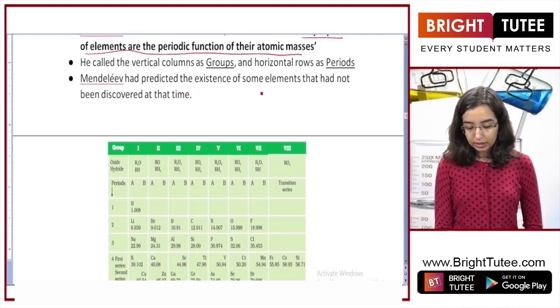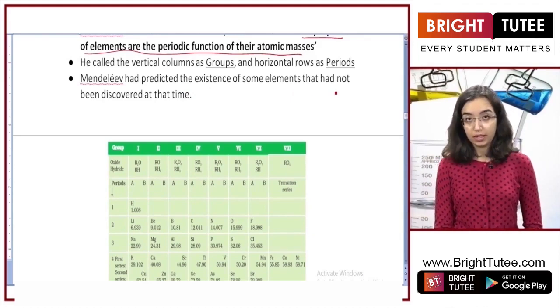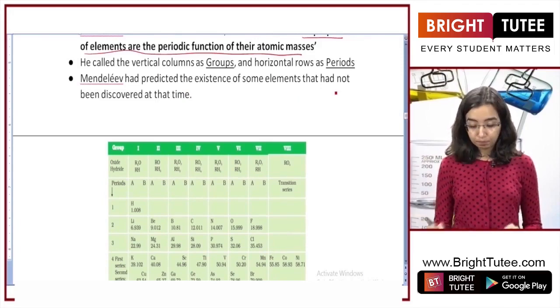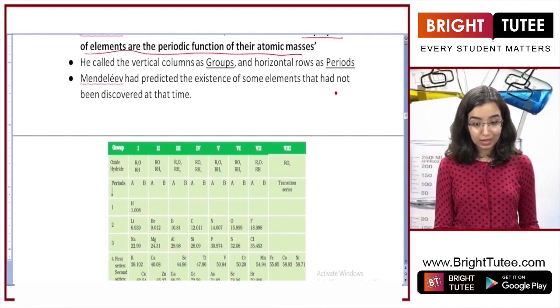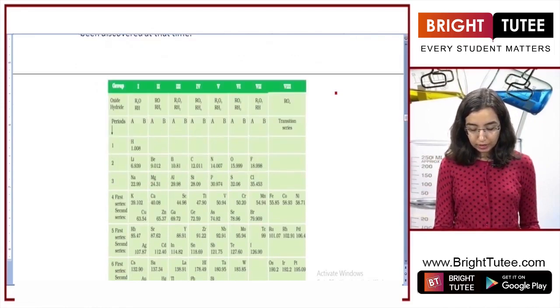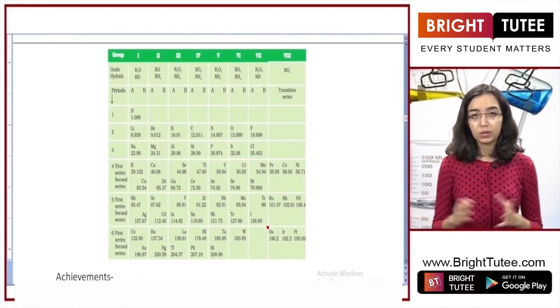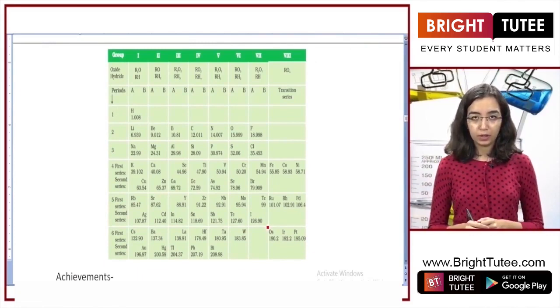Mendeleev had predicted the existence of some elements that had not been discovered at the time. Now, as you studied in the limitations of Newland, when new elements started being discovered, they could not be put in there. And so, it became important to see where we would put all these new elements. So Mendeleev made a classification wherein there were gaps where you could put in new elements. So there was a scope for new elements to be put in here.